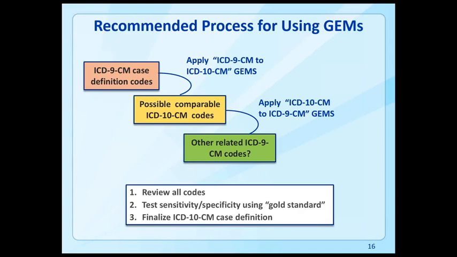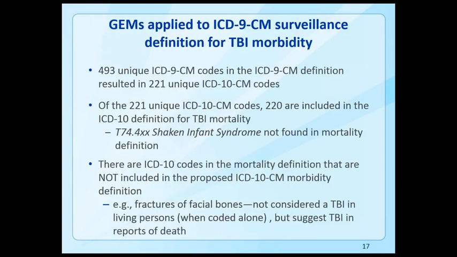Do we believe, at this initial stage, are these things that generally would describe traumatic brain injury in a clinical setting? And so we'd review all of these codes. The next step would be to test sensitivity and specificity using a gold standard, and then come up with a final ICD-10-CM case definition. And we'll talk a little bit about those next steps later on.